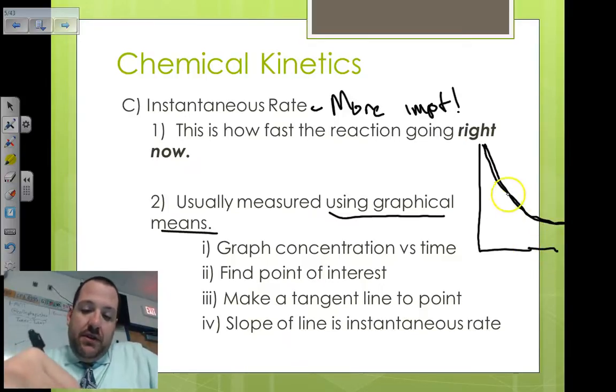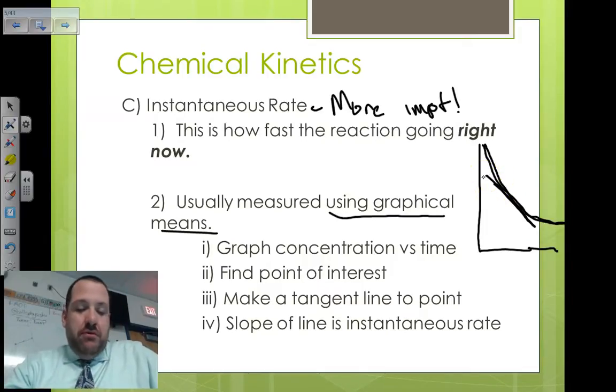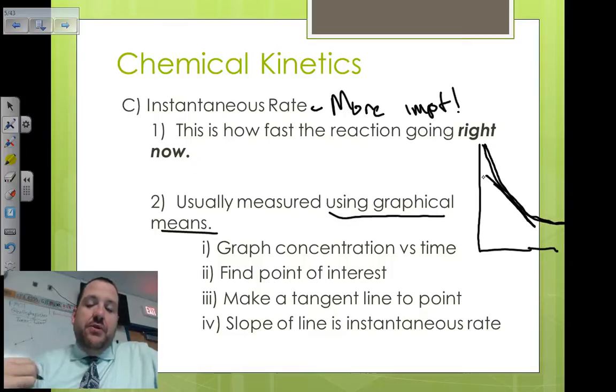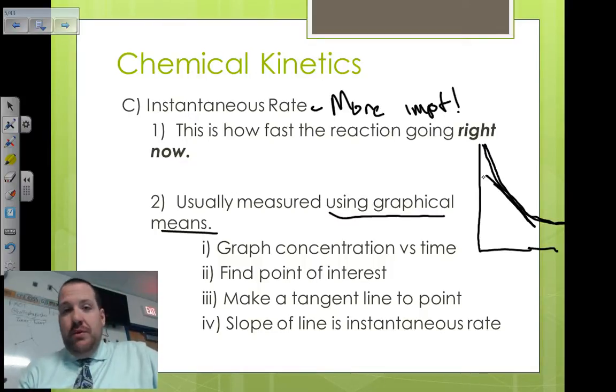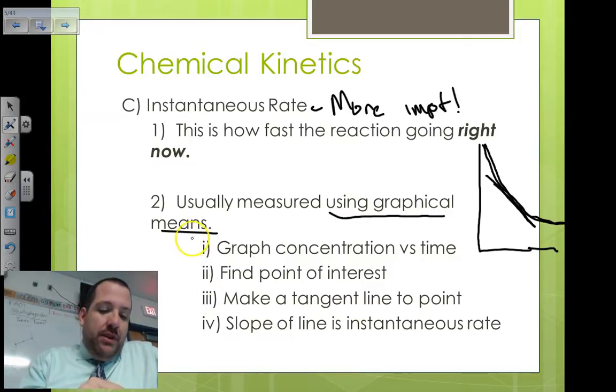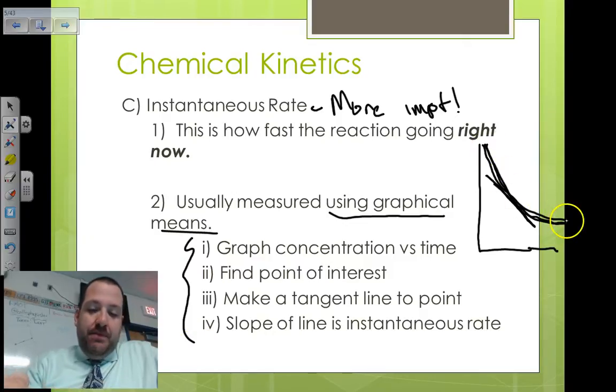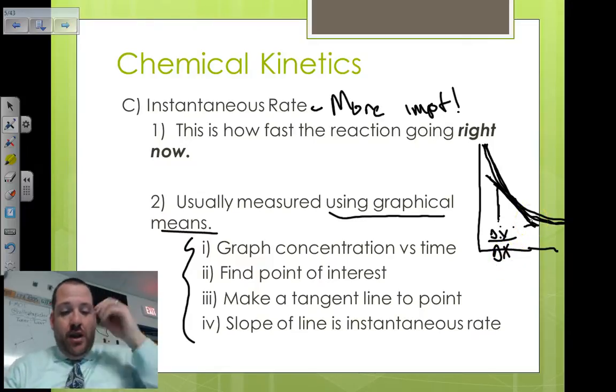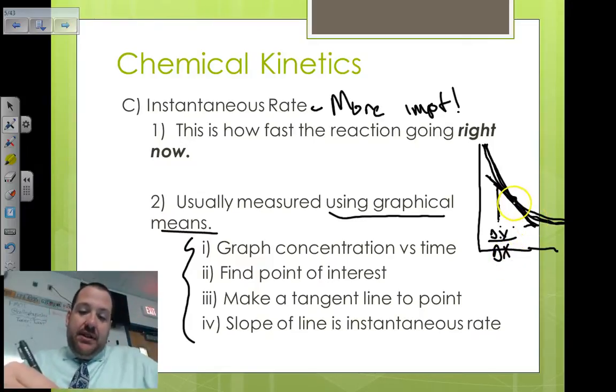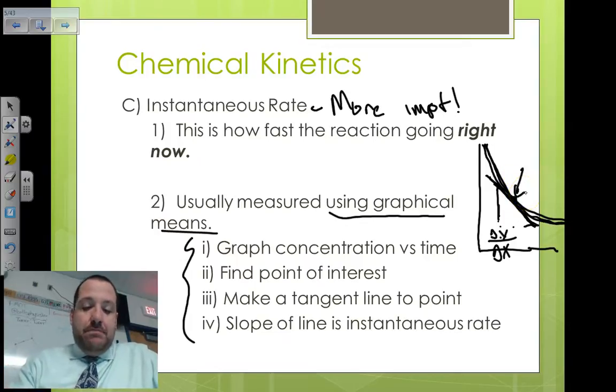And so calculus is concerned with finding the slope of a curve at a given point. To avoid having to do calculus, which, trust me, we can do kinetics based in calculus, but I don't want to, what we do is we graph the concentration over time, we find whatever point it is, we make a tangent line, and then we calculate kind of old school, find the slope of that line, the change in y over the change in x, or rise over run. Okay, and that instantaneous rate, that'll tell us exactly what the rate is at that point.